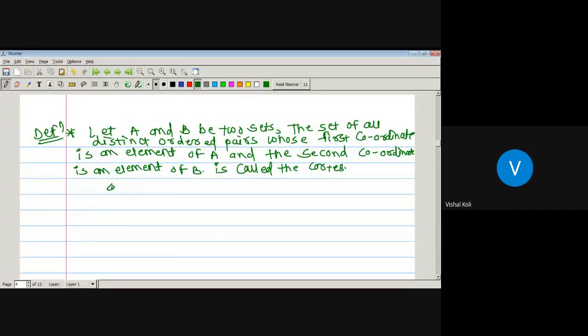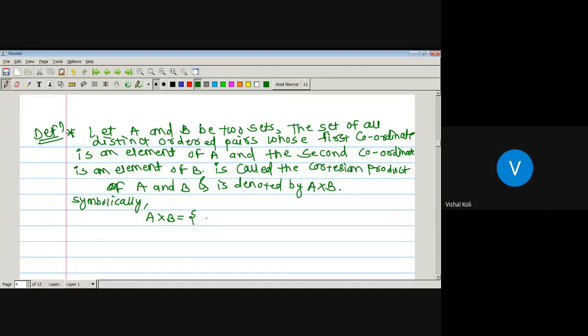It is called the Cartesian product of A and B, and is denoted by A cross B. Symbolically, the Cartesian product A cross B is the set of all ordered pairs (a, b) such that a belongs to capital A and b belongs to capital B. So it contains all the distinct ordered pairs (a, b) such that a is a member of A and b is a member of B.